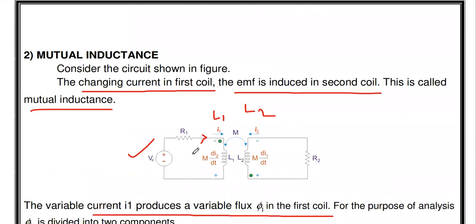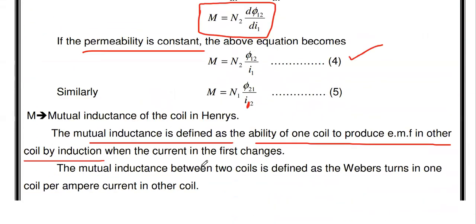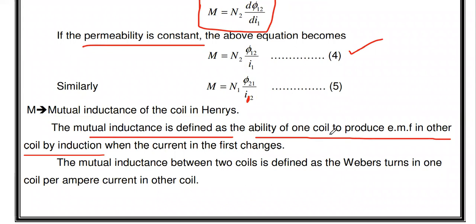Because of the current flowing in the first coil, flux is produced, and a part of the flux is linked with the second coil. Due to that flux linkage, EMF is developed in the second coil. Similarly, if current is flowing in the second coil, flux is produced, and a part of the flux is linked by the first coil. Because of that, some EMF is induced. That is also mutual inductance. That's why it is called the ability of one coil to produce EMF in another coil by induction when the current in the first changes. This is said to be the mutual inductance.